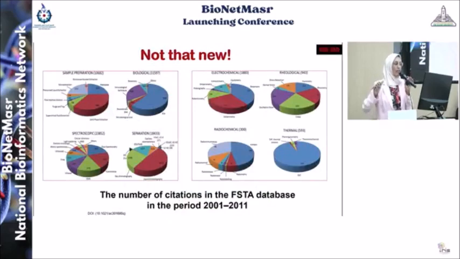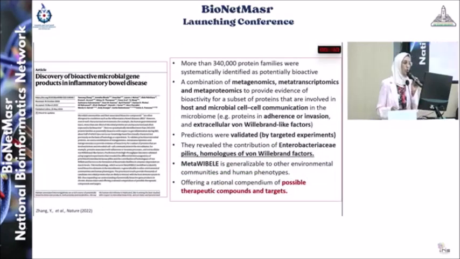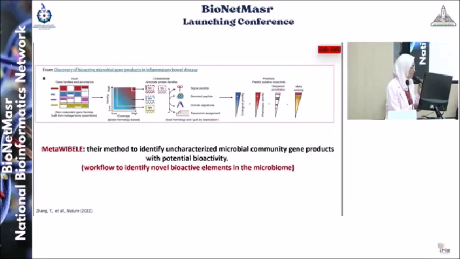Actually, it's not that new of a science. In the last decade only, from 2001 to 2011, these are the number of citations. You can find that they are in the 10,000s. Number of citations in the period of 2001-2011, just talking about the applications or how to apply this science or how to use it in research. The last paper here, I think that's it. An interesting thing called MetaWibble. Maybe you can look for it later.